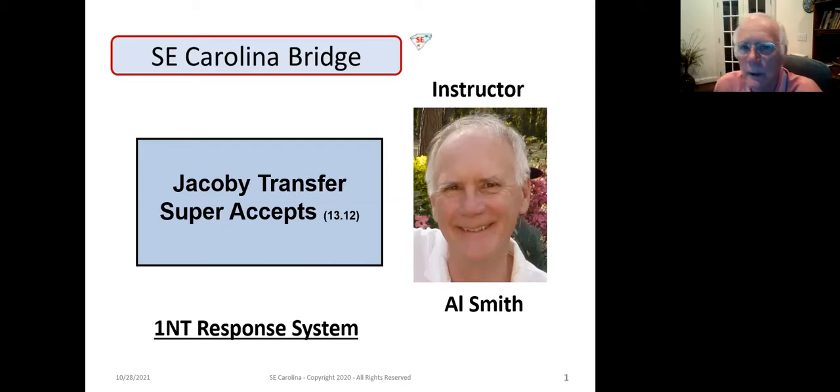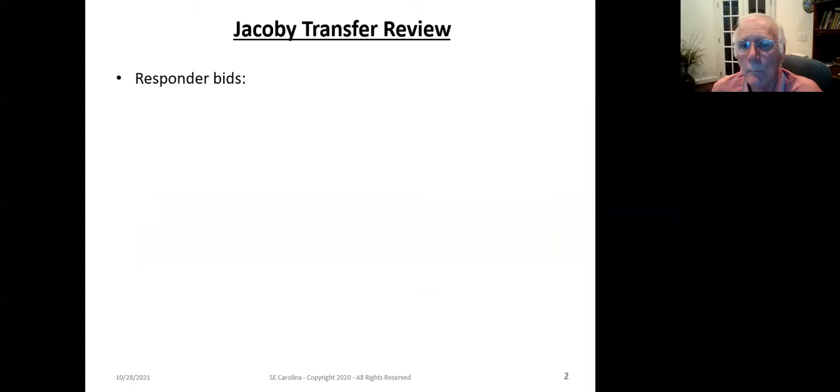Today we're going to talk about super accepts to Jacoby transfers. This convention is initiated by the opener. In fact, it's one of the few things that the opener can do to indicate some unique characteristics of the hand. Okay, let's just do a quick review to begin with of the Jacoby transfer.